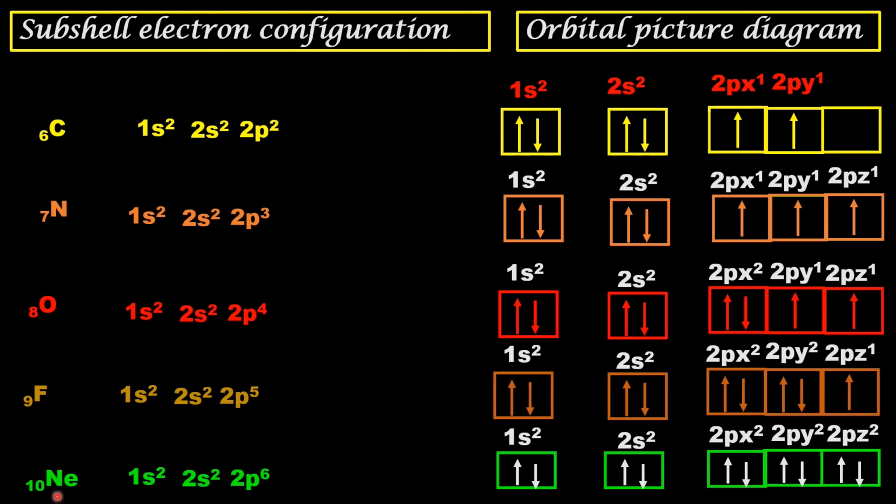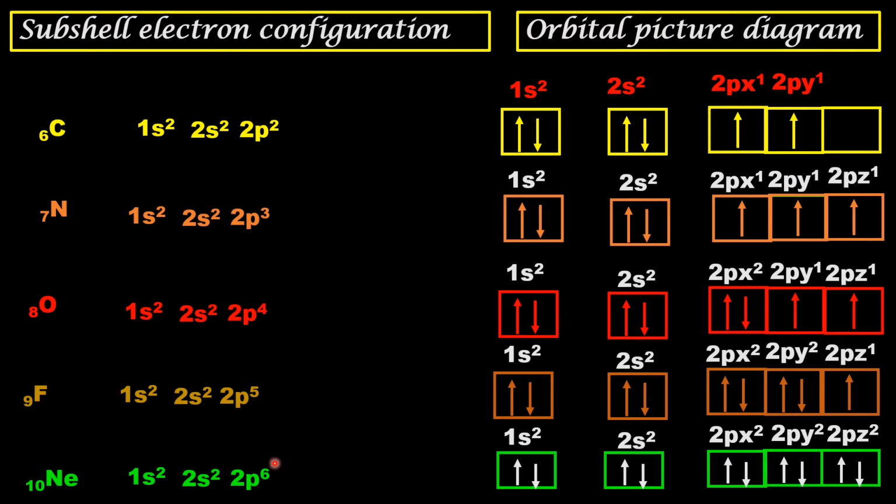When we come to neon, the atomic number is 10. Here, all the three orbitals of the p subshell are paired and fully filled. Neon is the last element in period 2, that is second period. It belongs to group 18. It is a noble gas. The first element in 18th group is helium. It belongs to first period.